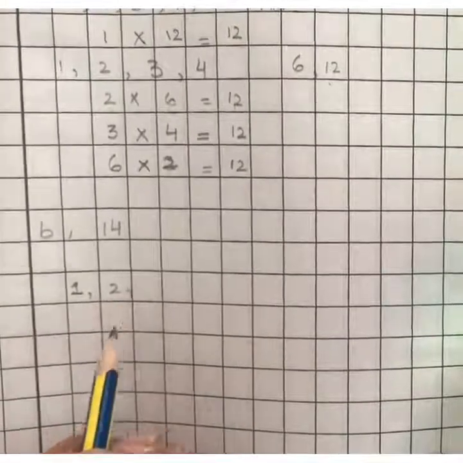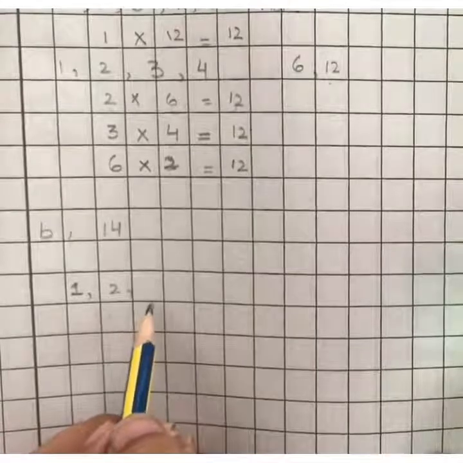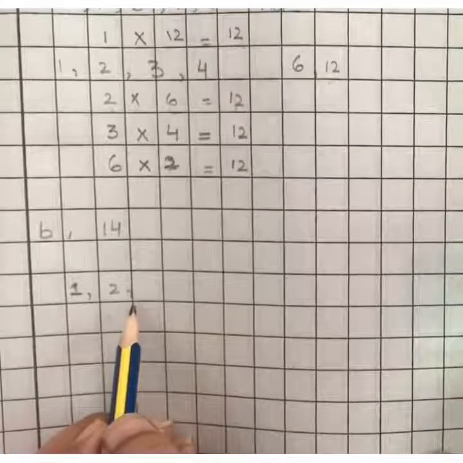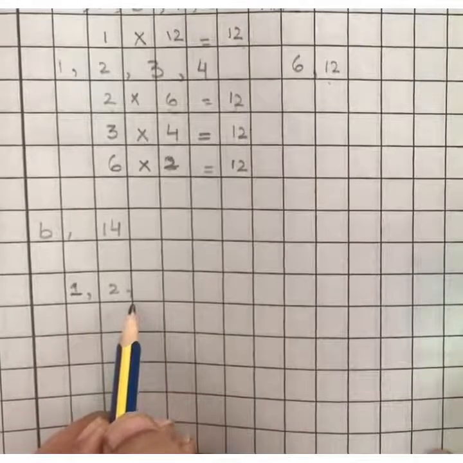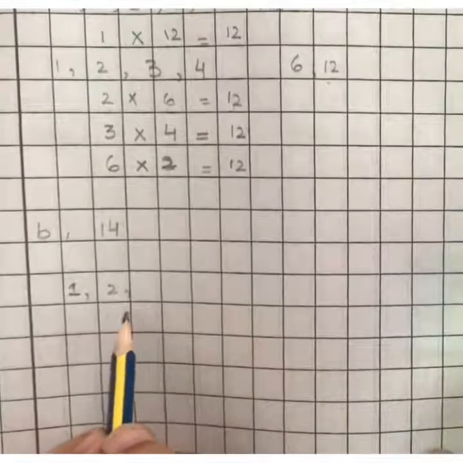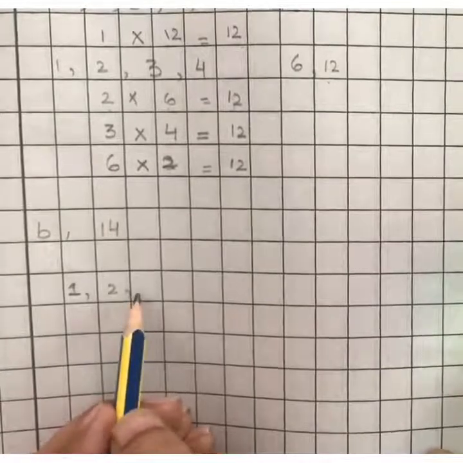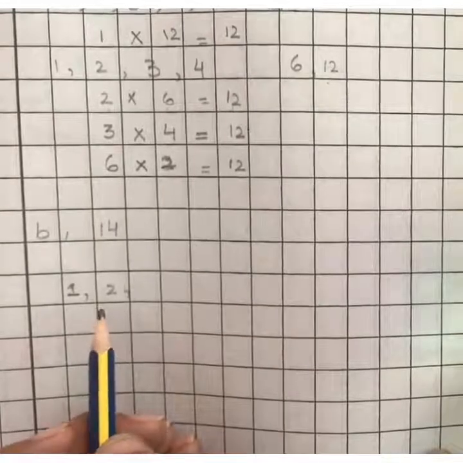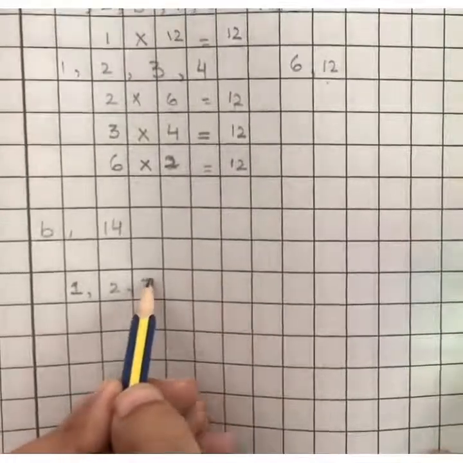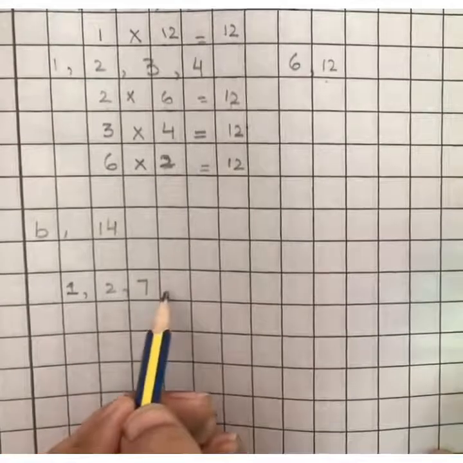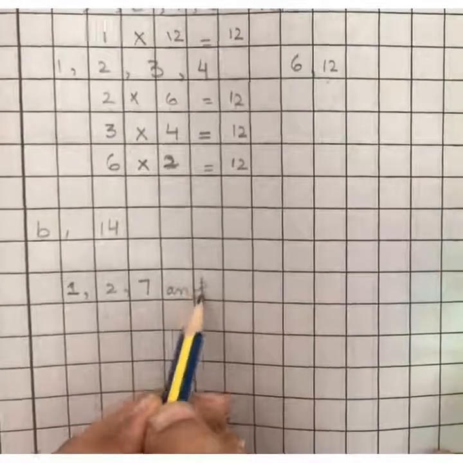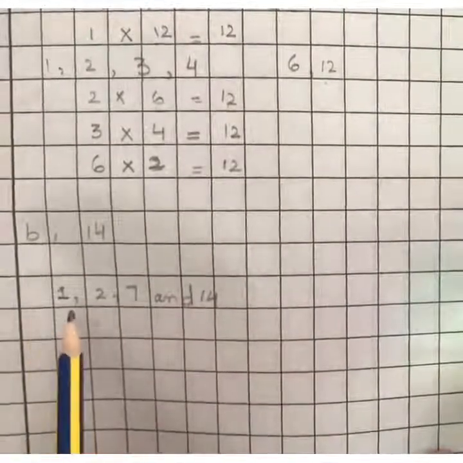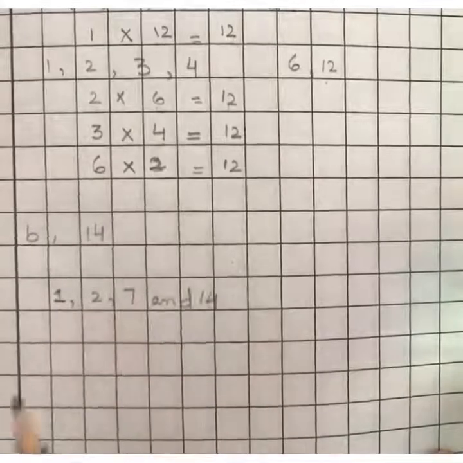After that, in the table of 3, 14 doesn't come. In the table of 4, 14 does not come. And in the tables of 5 and 6, 14 is not there. So after 6, what is the number? 7. When we multiply 7 with 2, the answer will be 14. So 7 is a factor of 14, and the last number will be 14 itself, and it is the last factor of 14. So what are the factors of 14? 1, 2, 7 and 14.